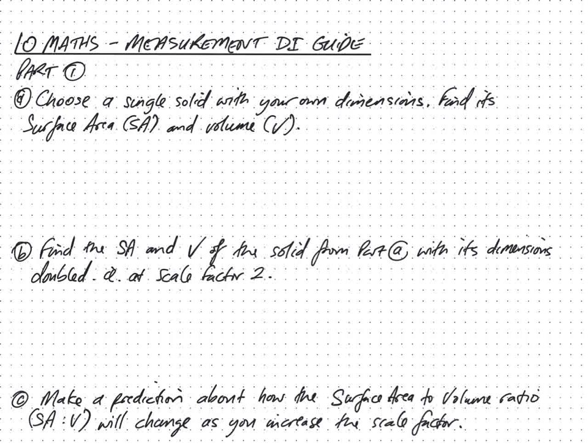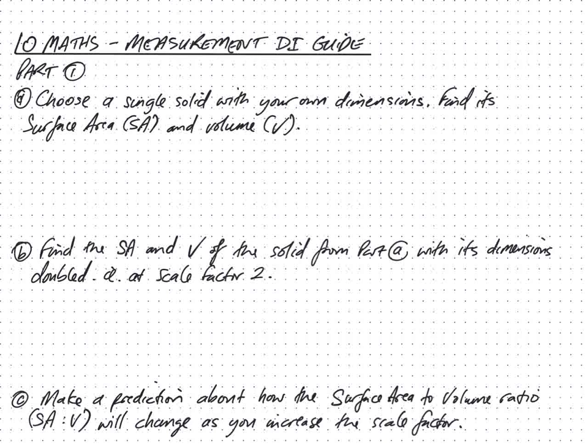Hey guys, just doing a quick video on the measurement DI for year 10, just a little guide for part 1 to get you started on this assignment. So the first step of part 1 is to choose a single solid with your own dimensions and find its surface area, SA, and volume, V. That's how I'm going to refer to surface area and volume for the rest of this video.